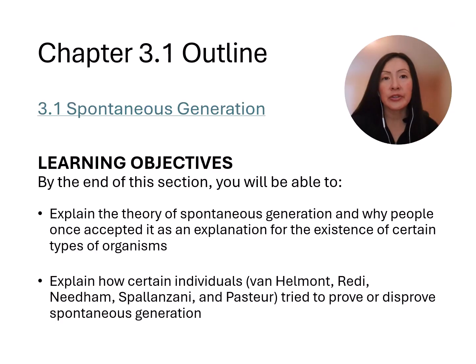In this first section, our goals are to 1, explain the theory of spontaneous generation and why it was once widely accepted, and then 2, describe how different scientists tested, supported, or disproved it.